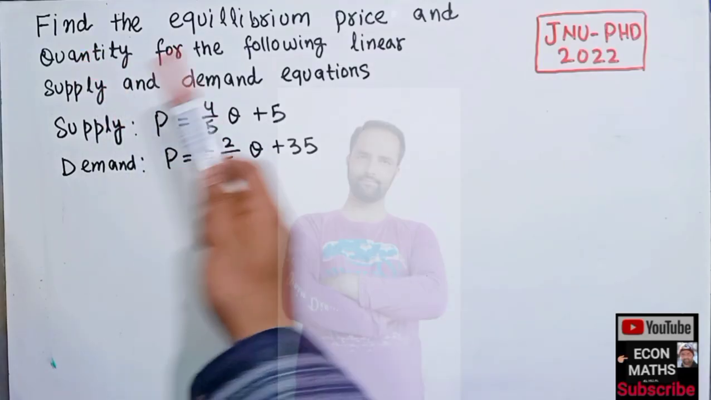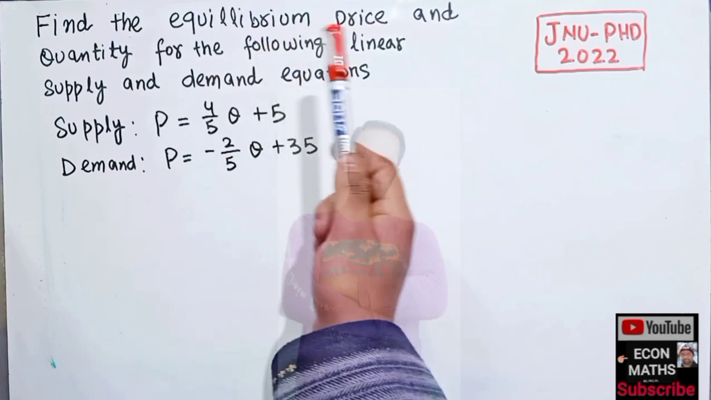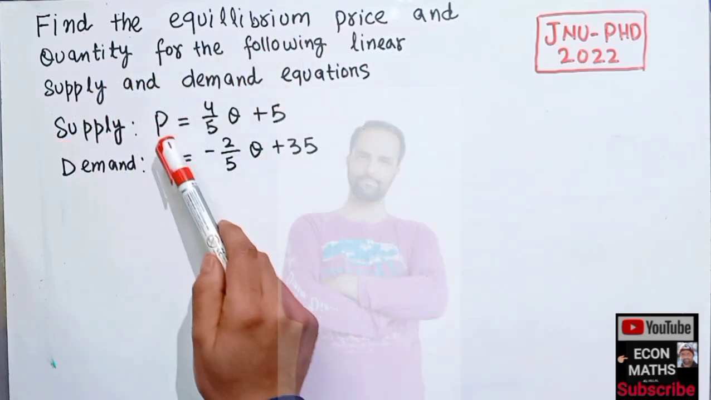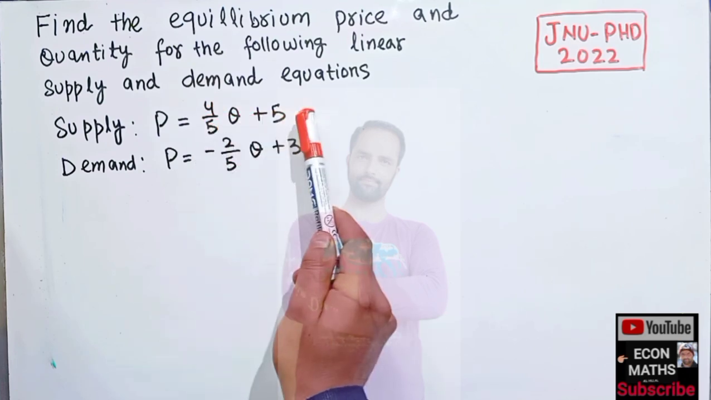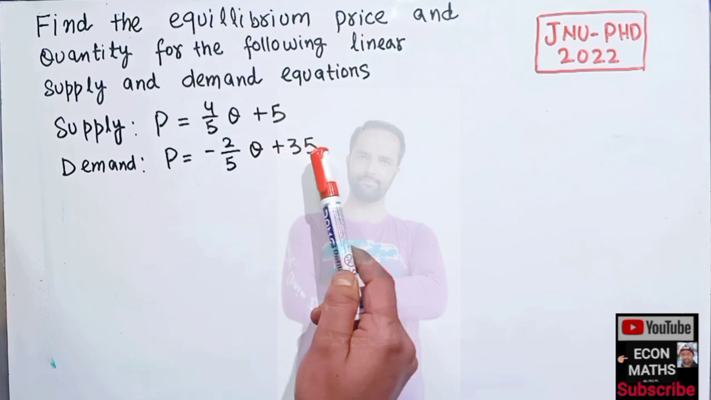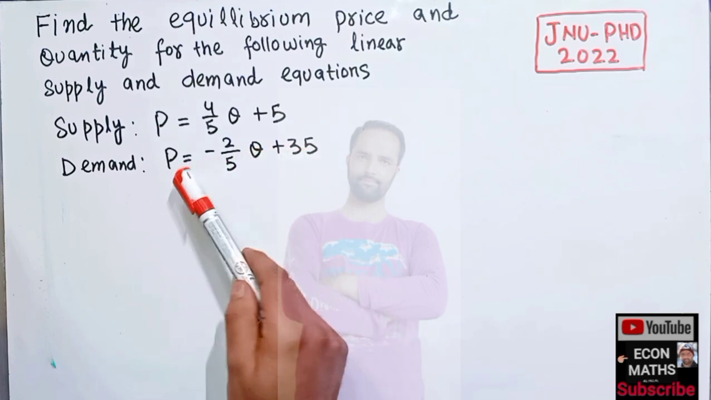The question is how to find the equilibrium price and quantity from the following linear supply and demand equations. The supply function is P equal to 4 upon 5Q plus 5, and demand is P equal to minus 2 upon 5Q plus 35. Q is the quantity and P is the price.